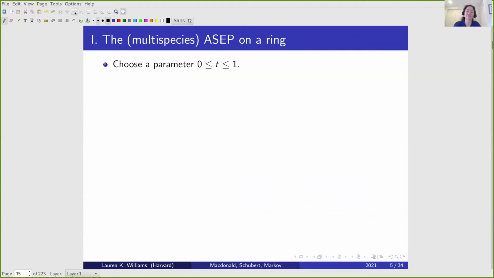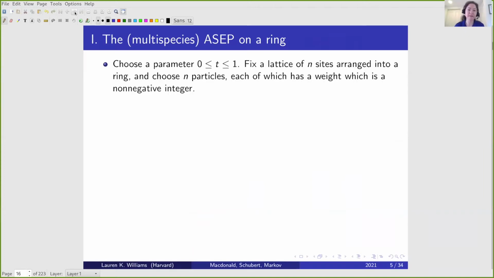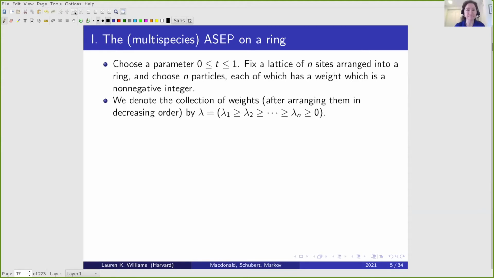Okay, so now let me get a little closer to actually defining the ASEP on a ring. So we're going to choose a parameter t between 0 and 1. And then we're going to fix a lattice of n sites arranged into a ring, and we'll choose n particles, each of which has a weight, which is some non-negative integer. And given my n particles with their n weights, I will sort those weights in weakly decreasing order. And that gives me a partition, lambda, whose components are lambda 1 through lambda n.